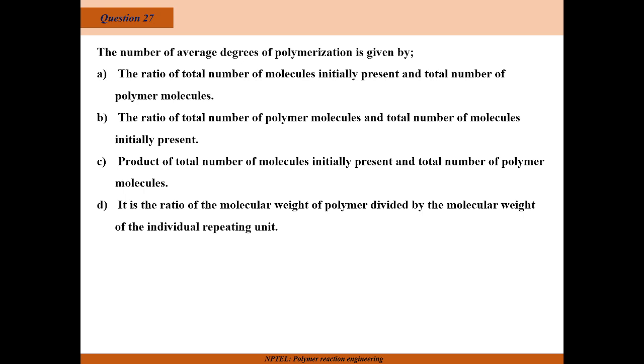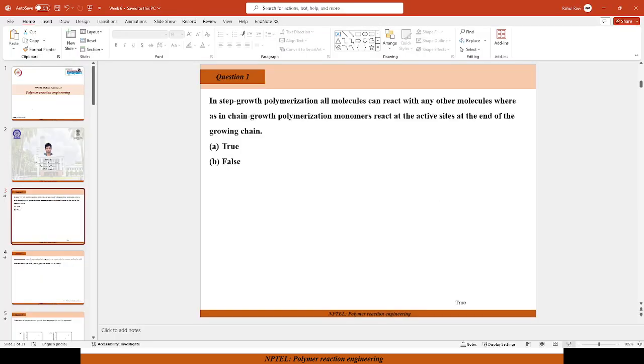I have a slight doubt here. See the first one and the second one. What is the difference? The ratio of total number of molecules initially present and the total number of polymer molecules, versus the ratio of total number of polymer molecules and the total number of molecules initially present. Both of them represent the same thing, no? No, B is different. The ratio is different; the numerator is different and the denominator is different for both cases. Okay, fine. So the first one is also a definition for this. This one is straight from the previous year assignment, so it is a correct statement itself.